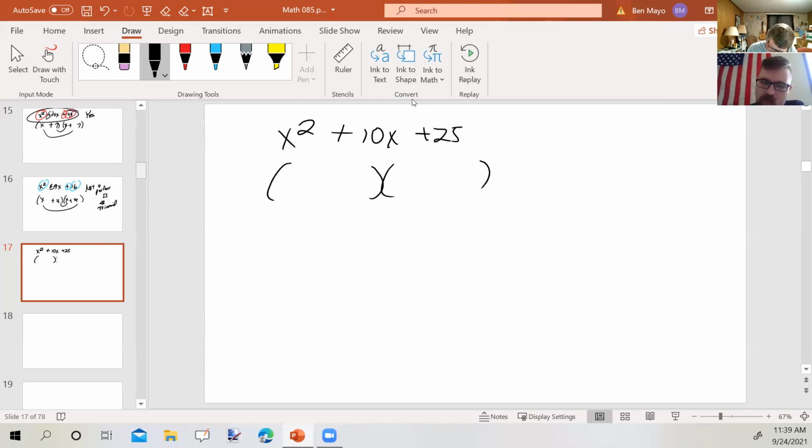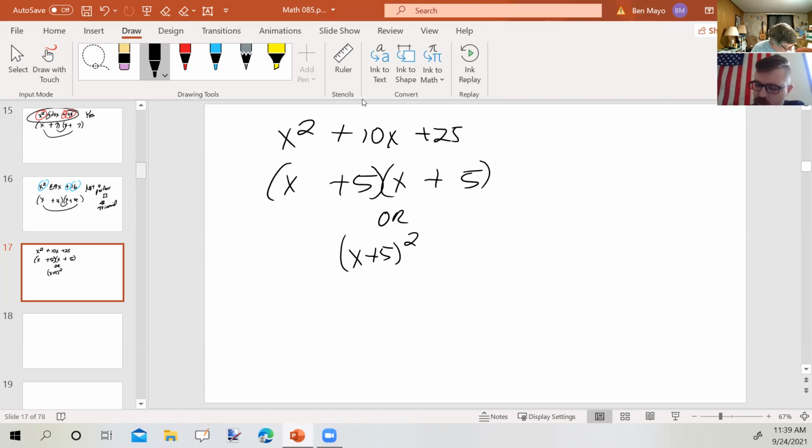Well, we'd have to split up the x squared. We'd have to split up the 25 to get a plus 10x, plus and plus. Is that correct? Does that give us 10x in the middle? Yes, it does. So you could write it that way, or you could write it this way. And again, either way is correct.